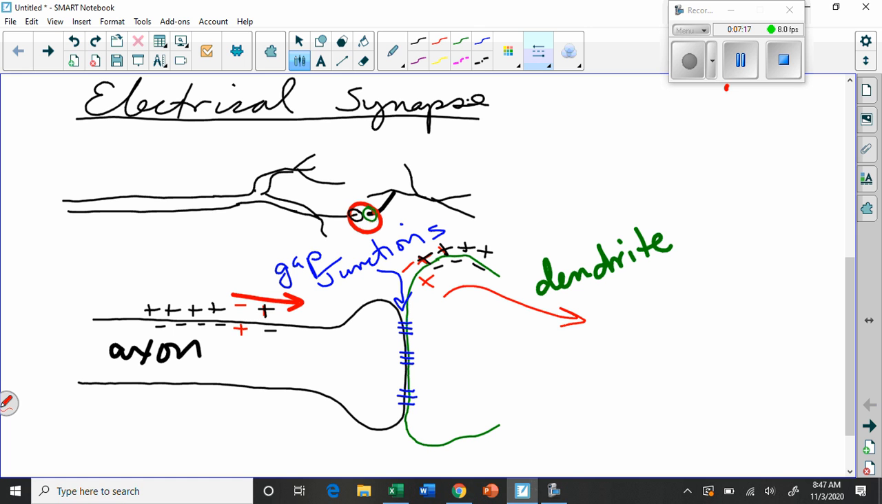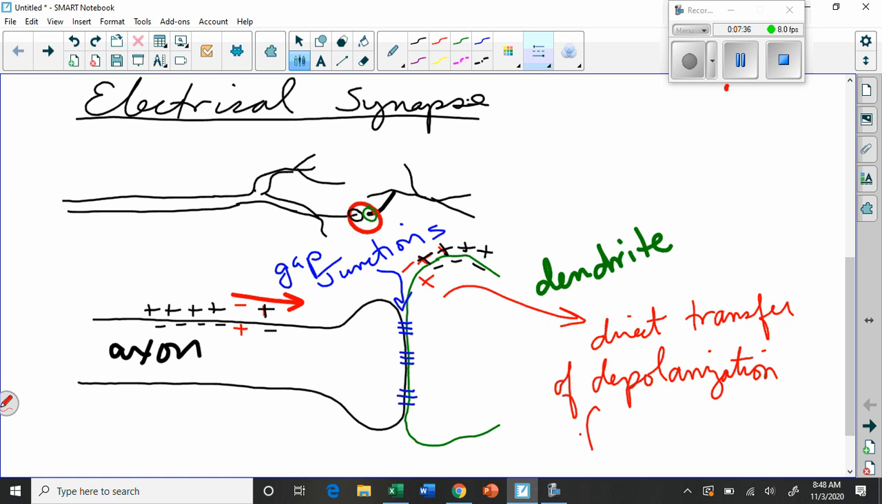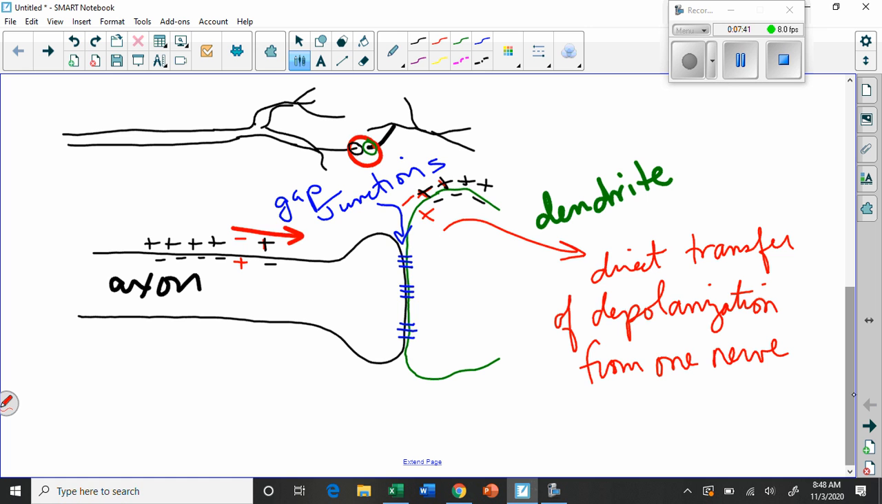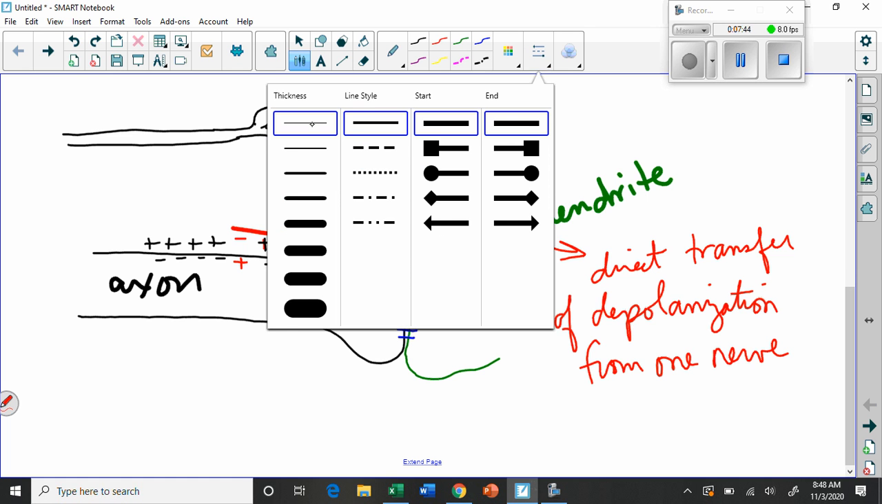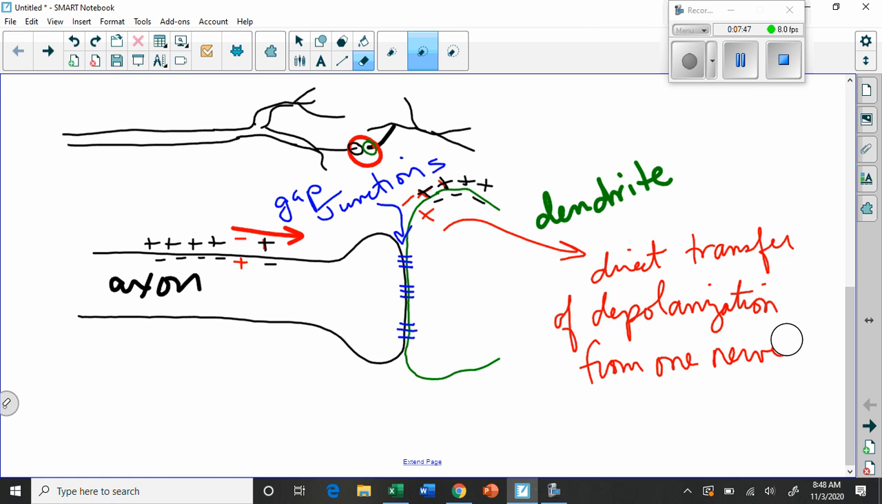So in the electrical synapse, the key thing here is that there's a direct transfer of depolarization. That's the action potential from one neuron to another.